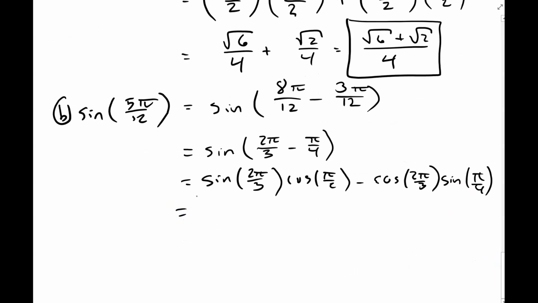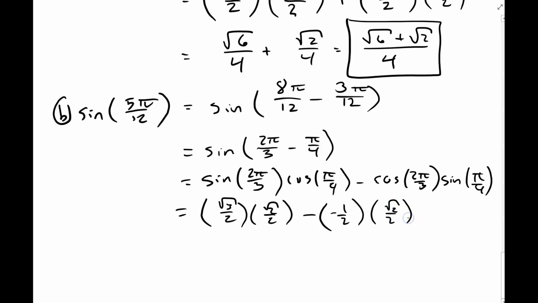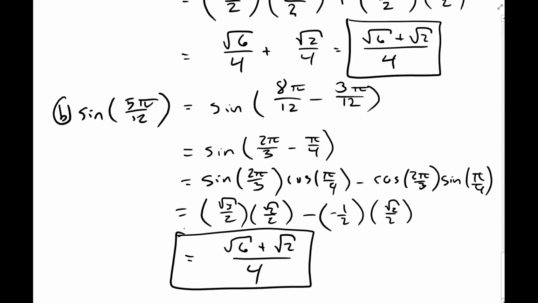These are all now unit circle values. If I go track them down, sine of 2/3 pi is square root 3 over 2. Cosine of pi over 4 is square root 2 over 2. Cosine of 2/3 pi is negative 1/2. And sine of pi over 4 is square root 2 over 2. And if I simplify this down, I get the same thing that I had before. Square root 6 plus square root 2 all over 4.